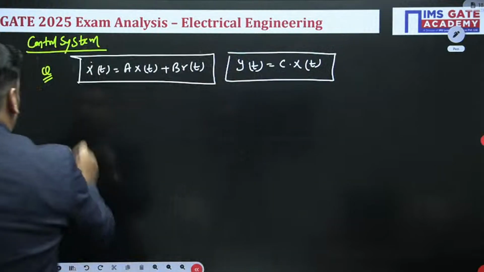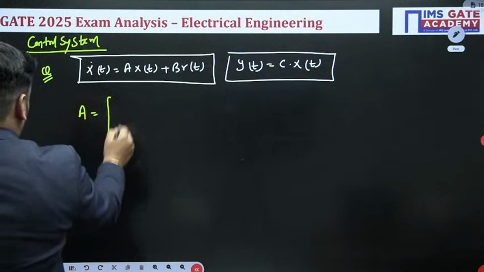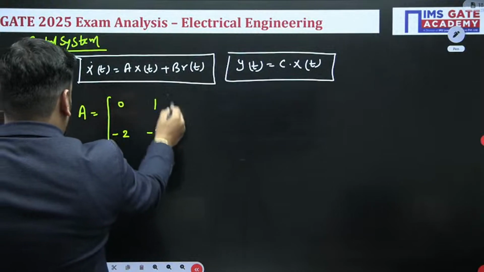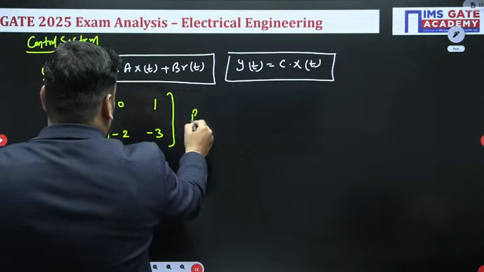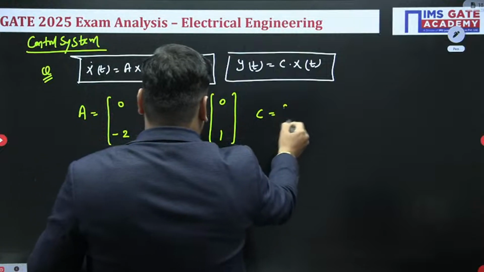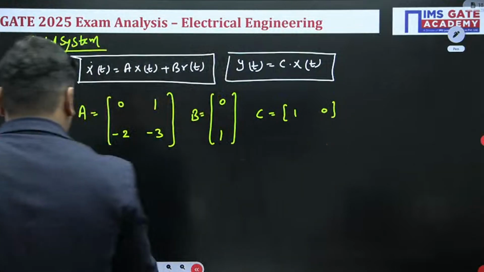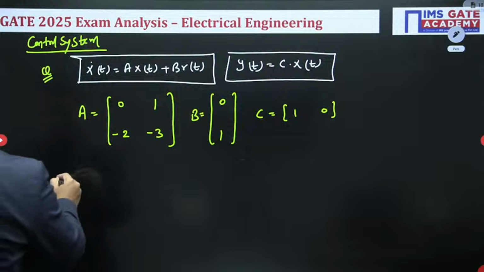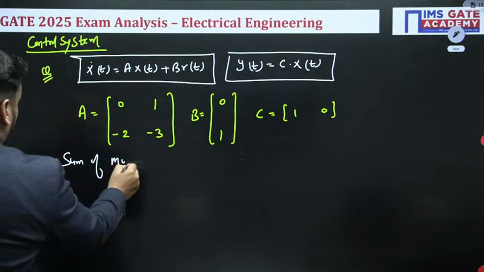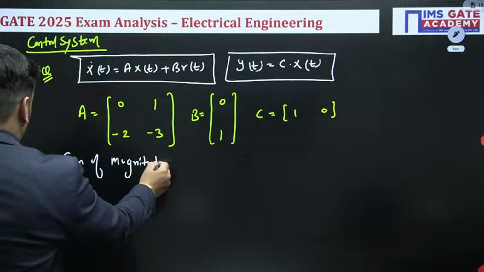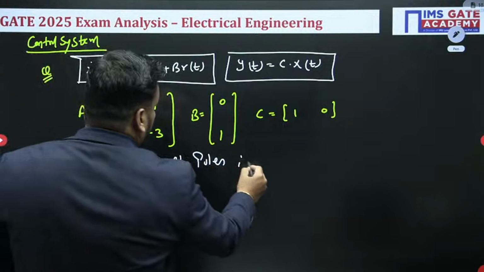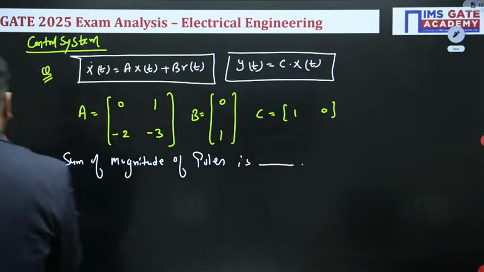So these are the given data I am writing here. The A matrix is given to you: 0, 1, minus 2, minus 3. The B matrix is also given to us as 0, 1, and the C matrix is also given to us as 1, 0. Now, the examiner is asking for the sum of magnitude of poles.